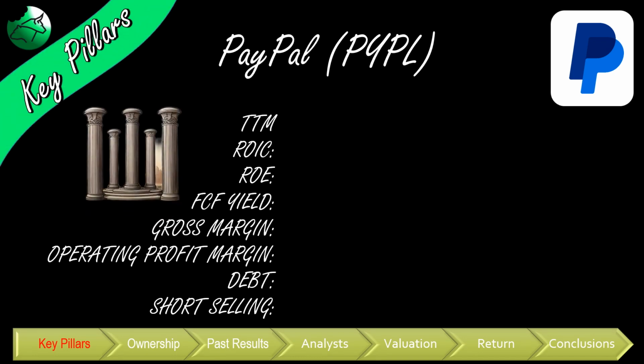Let's start by looking at the key pillars of a trailing 12 months. Within the first pillar, we want to explore the return, which helps indicate how good the management of the business is. So we'll look at the return on invested capital, which is a calculation used to assess the company's efficiency at allocating capital under its control. And we also want to look at the return on equity, which is a measure of the financial performance calculated by dividing the net income by the shareholders' equity.